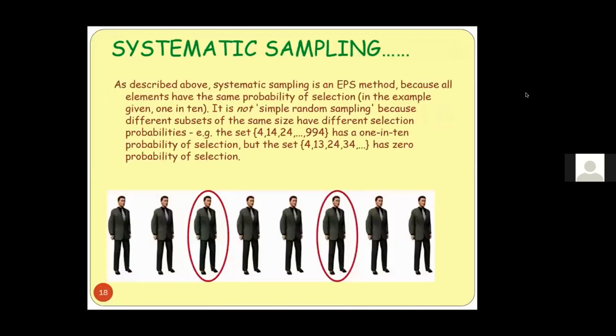Systematic sampling is an EPS method, as we said, because all elements have the same probability of selection. It is not simple random sampling because different subsets of the same size have different selection probabilities. For example, in this picture below, one set has a 1 in 10 probability of selection, but another set has 0 probability of selection. So if it's every third person in this picture, some people have 0 probability of selection.